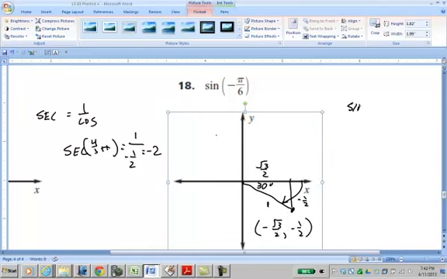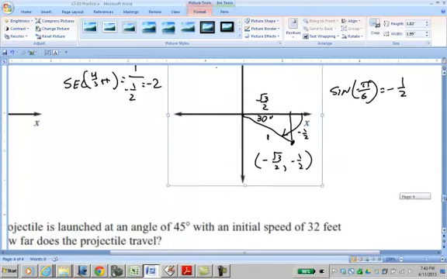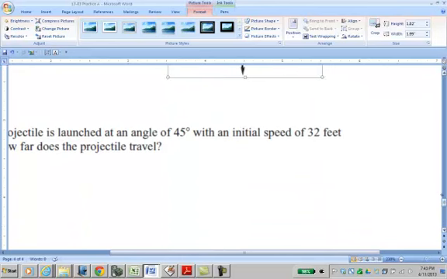The sine equals opposite over hypotenuse, which is going to equal -1/2 over 1, which is -1/2, or the y-coordinate. Okay, so the sine of -pi over 6 equals -1/2. And that is that.